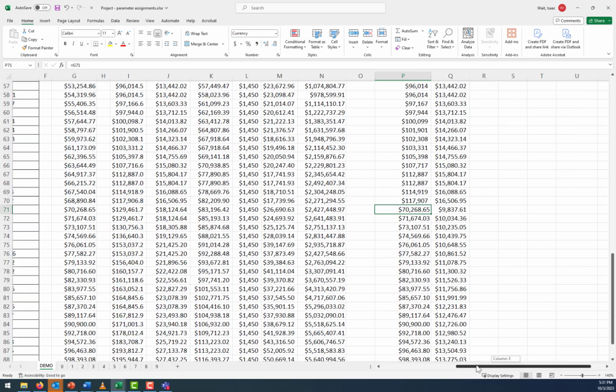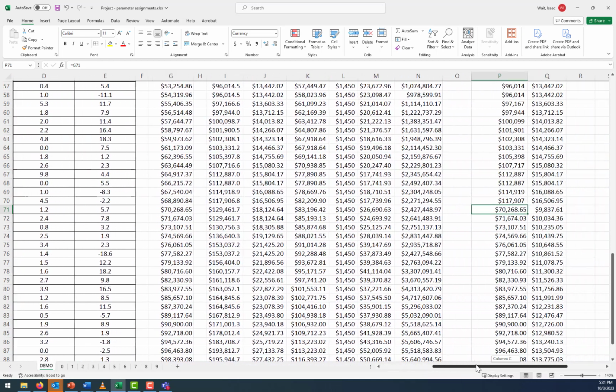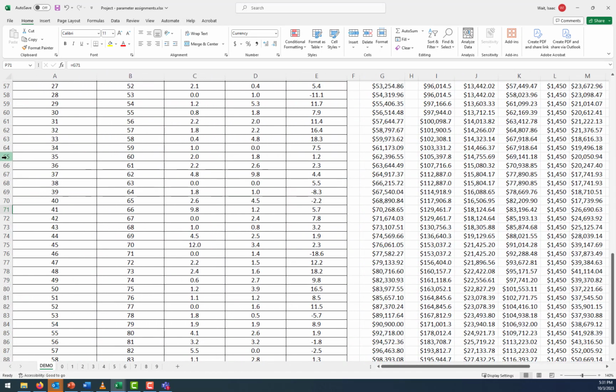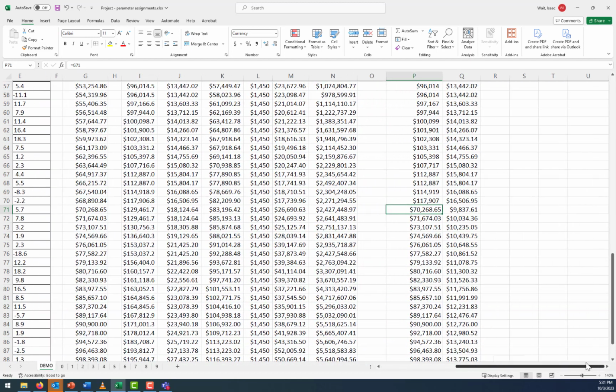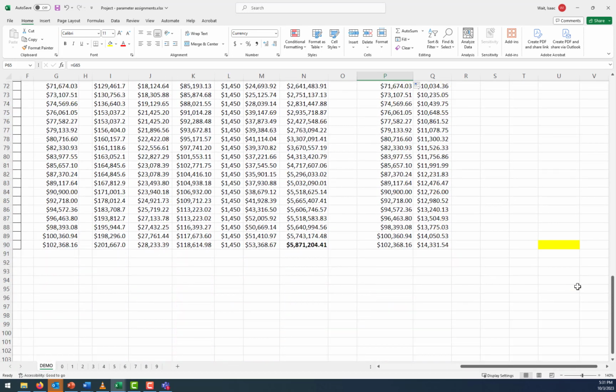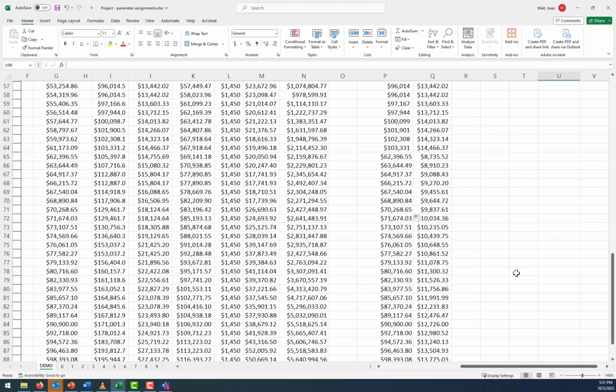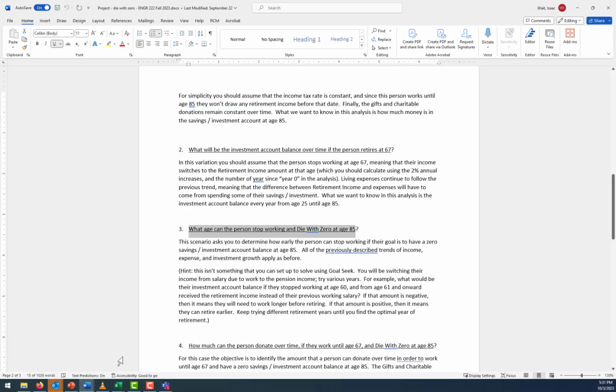Like, could you have that person retire at age 60? So age 60 is row 65. So if you had that transition from work income to retirement income, if you do that at age 65, then how does your investment account balance look when the person is 85 years old? So the essence of scenario 3 is just how early can you have that person retire.